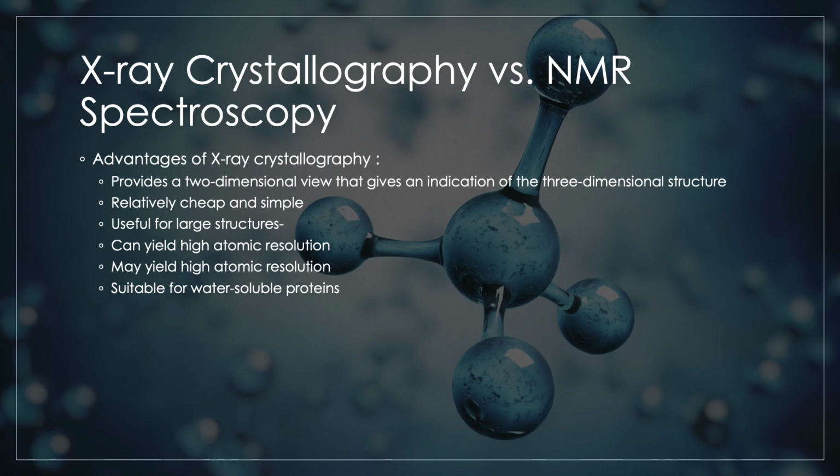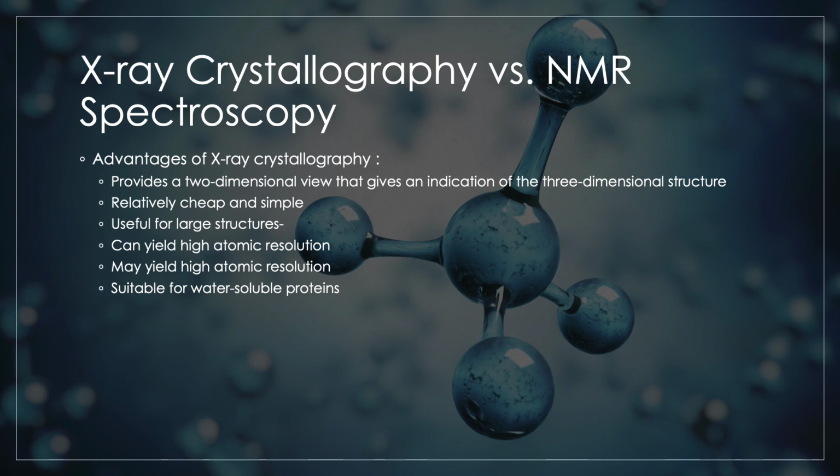Let's compare X-ray crystallography and NMR spectroscopy. Some of the advantages that X-ray crystallography has over NMR spectroscopy are the following. It provides a two-dimensional view that gives an indication of the three-dimensional structure. It is relatively cheap and simple compared to NMR. It is useful for large structures. It can yield high atomic resolution, and it is suitable for water-soluble proteins.